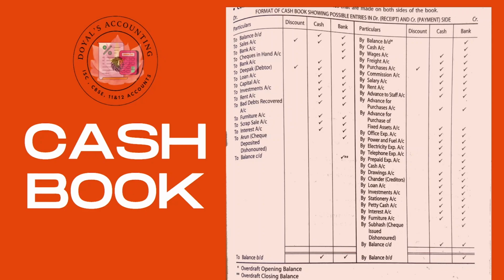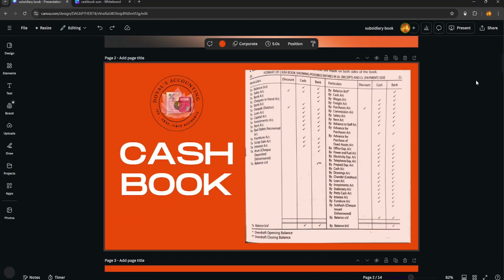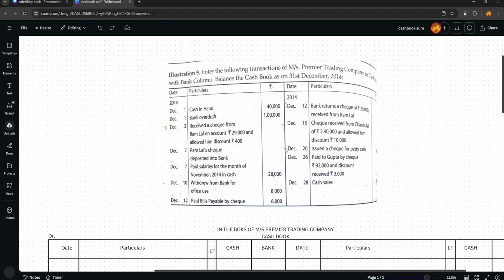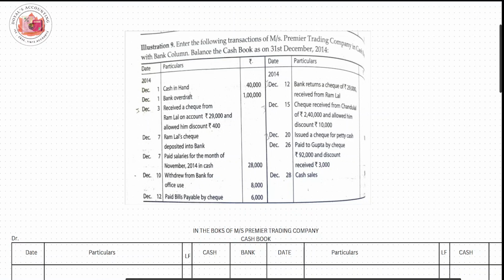For example, we used to write journal entries for drawings or for cash withdrawn from bank for office use. So that transaction will reflect both on your cash column as well as your bank column on either side, the debit and the credit side, and this transaction will be marked with a C, which is known as a contra entry. Now let's do a problem to better understand how to go about the cash book.